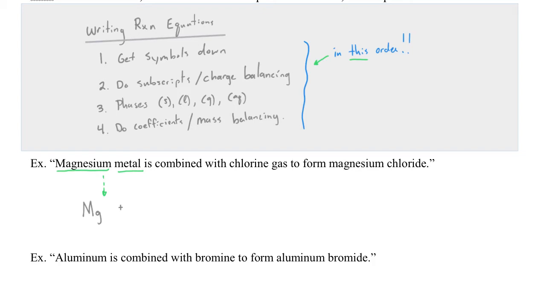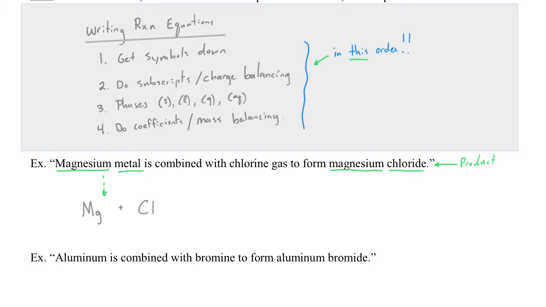Then we see chlorine gas. Chlorine symbol is Cl. And then it goes on to say to form magnesium chloride. That's the reaction that we're talking about here. Magnesium is combined with chlorine gas to form magnesium chloride.